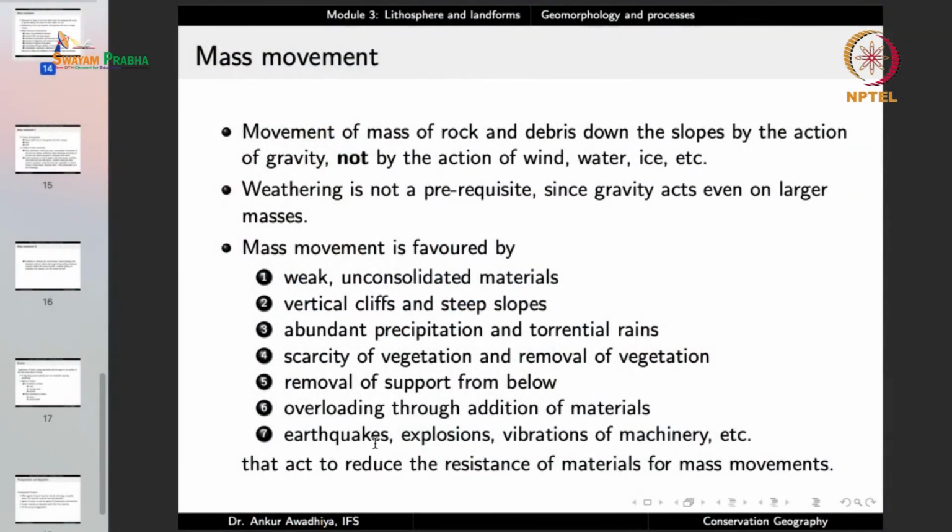Earthquakes, explosions, vibration of machinery, etc. That also aids mass movement. It helps matter to move. Because all of these act to reduce the resistance of materials for mass movements.